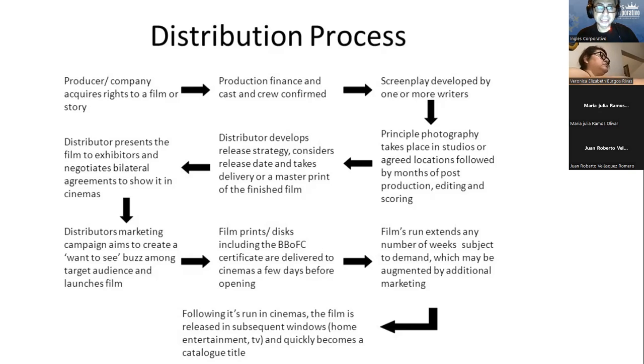The second step says "production finance and cast and crew confirmed." So production finance means that, okay, we are going to make this movie, and it's going to cost, I don't know, $5 million. Where are we going to get the money? That is the second step. We need a company. We need people that put money into that. And then it says "cast and crew confirmed."